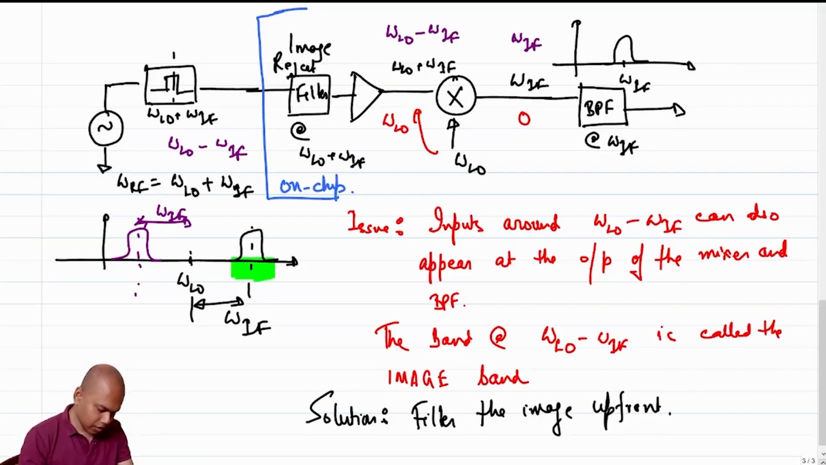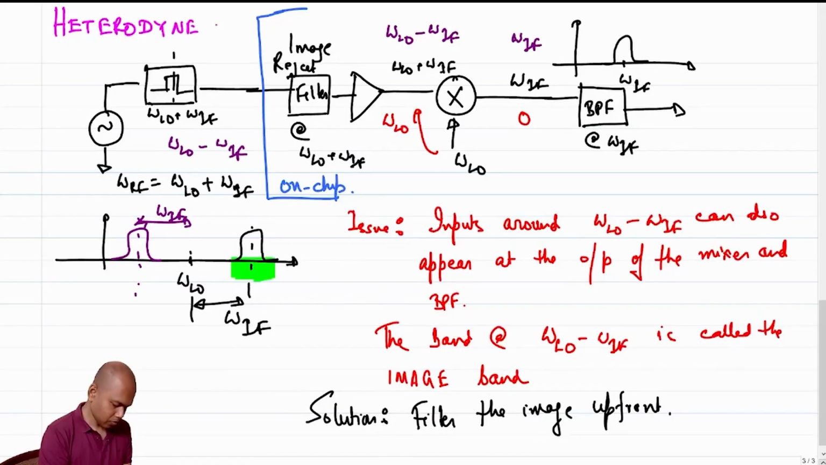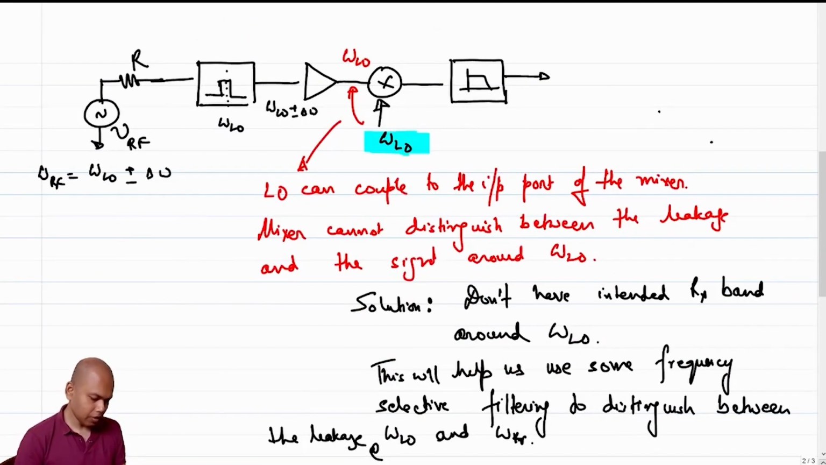So now time for a couple of jargons. This particular topology, where the center frequency or the LO frequency is different from the RF frequency, has a name. It's called a heterodyne receiver. And the other one, where the LO frequency is the same as the input frequency, is called a homodyne receiver.